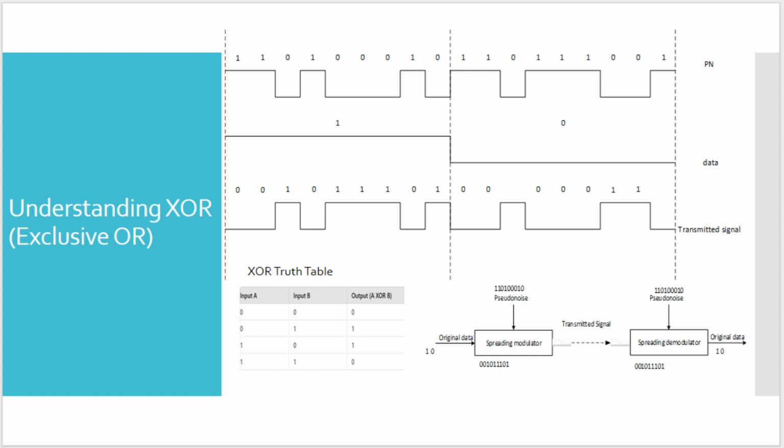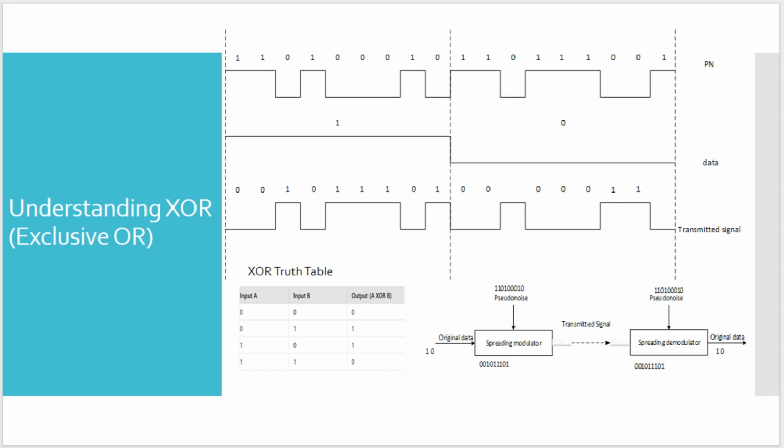So to get the transmission signal, we need to calculate according to the XOR truth table. If bit A is 0 and bit B is 0, the output should be 0. If bit A is 0 and bit B is 1, the output is 1. So you can see the first one, data is 1. So we can calculate according to the truth table.